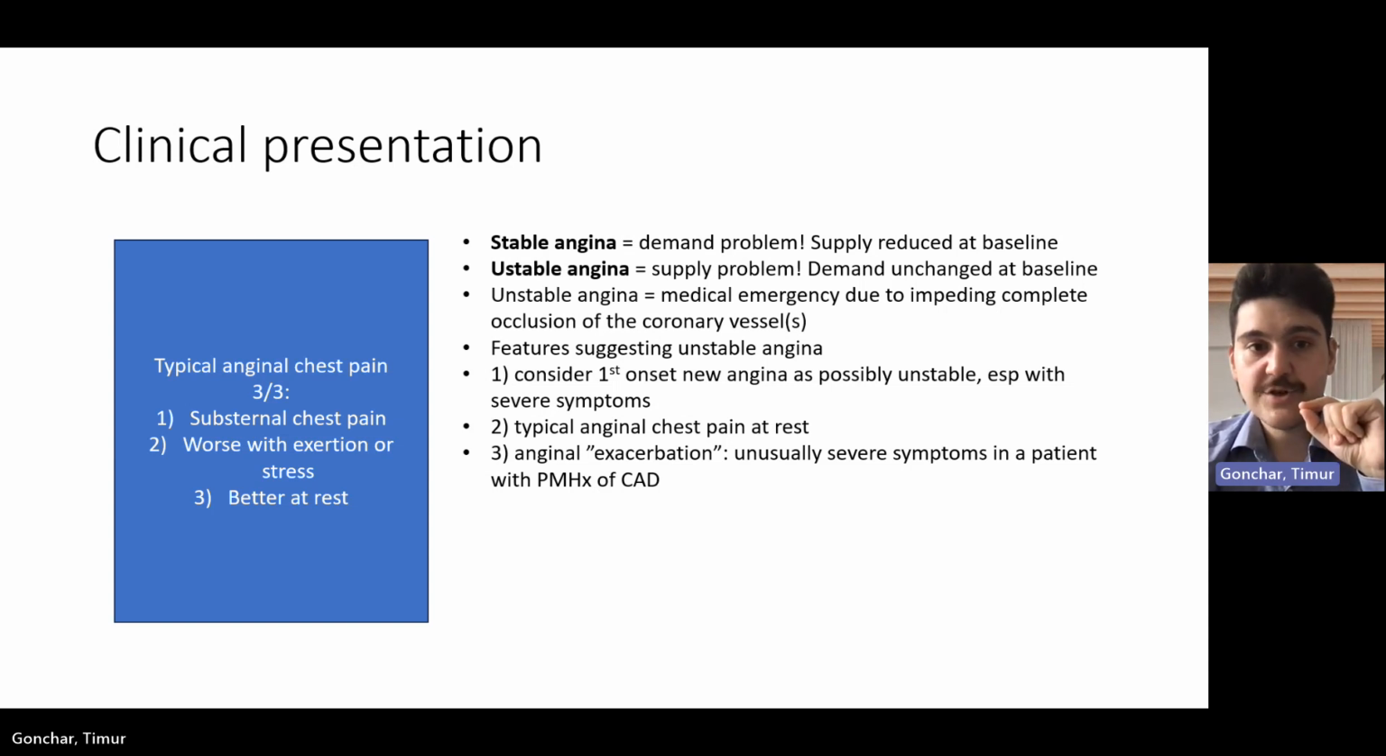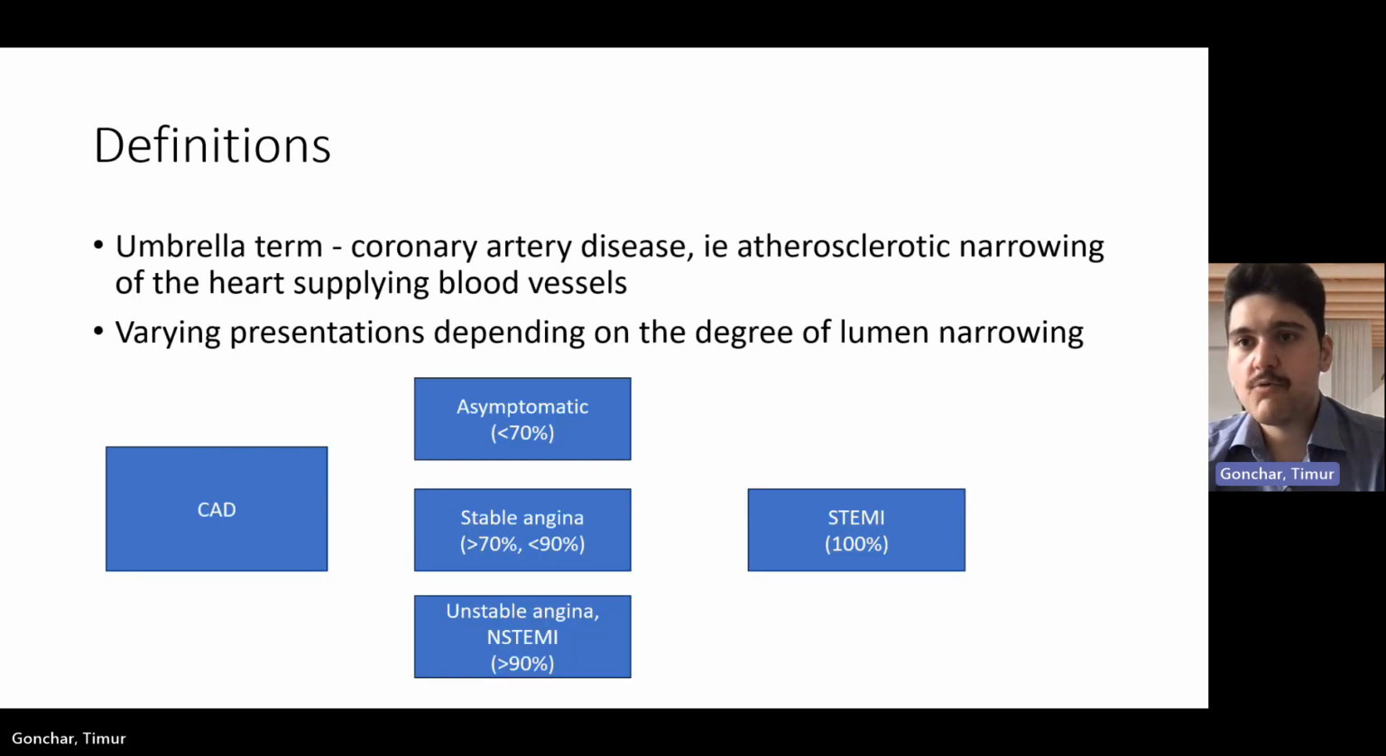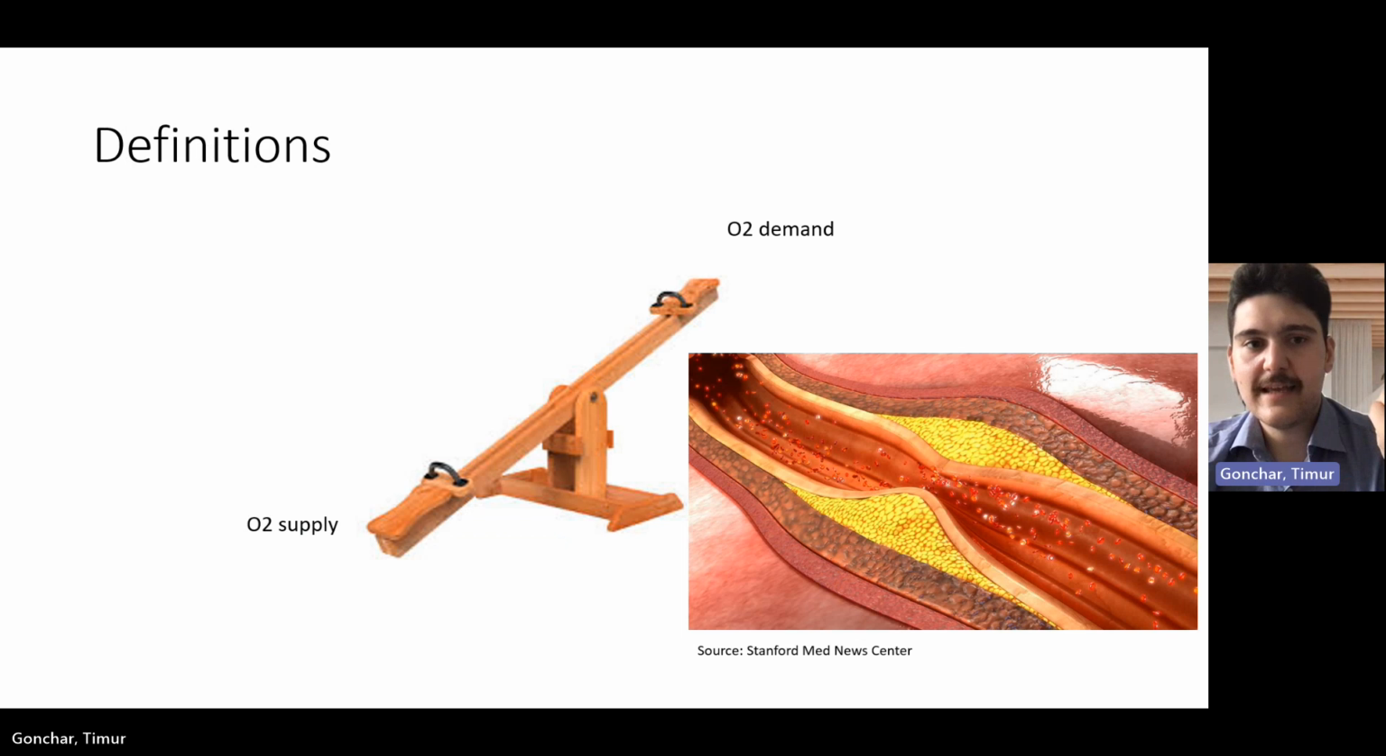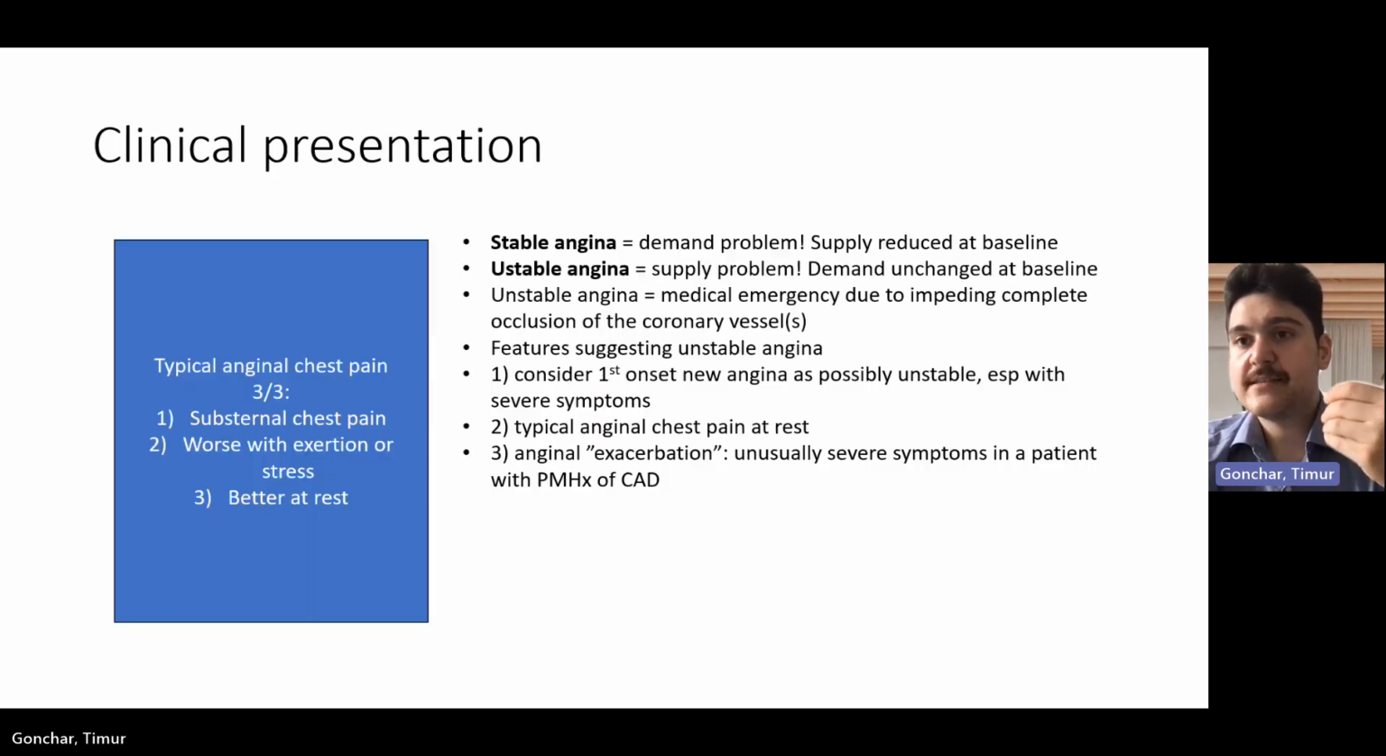I've listed some features that would suggest unstable angina, and one of them is typical anginal chest pain at rest. That's what I'm talking about. So you're resting on your couch, you don't experience any increase in oxygen demand, but you still get chest pain because the vessel is so narrowed you cannot supply your heart muscle even at rest.